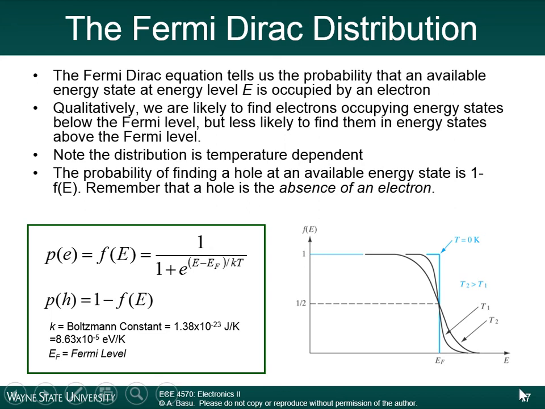At 0 Kelvin, the Fermi function looks exactly like this. Below the Fermi level, you have 100% probability. Above the Fermi level, you have 0% probability. I'm sorry, I said it the opposite at first. Okay. 0 Kelvin, don't bother trying to use the equation.